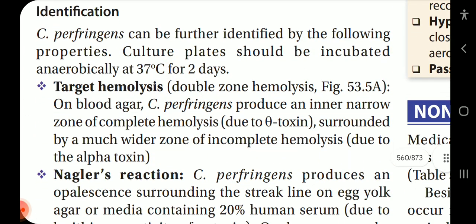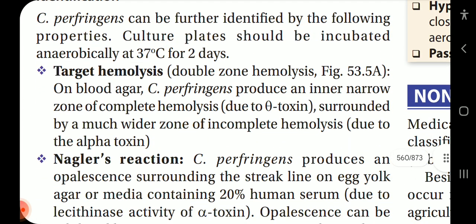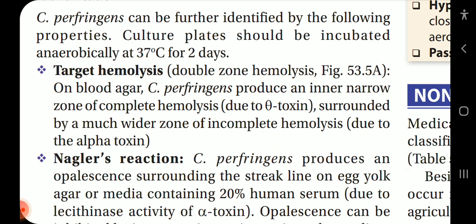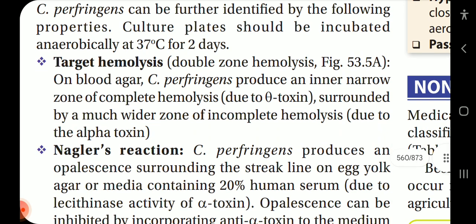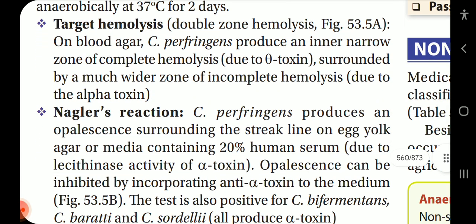Identification: Clostridium perfringens can be further identified by the following properties. Culture plates should be incubated anaerobically at 37 degrees Celsius for 2 days. Target hemolysis, or double zone hemolysis, on blood agar: Clostridium perfringens produces an inner narrow zone of complete hemolysis due to theta toxin, surrounded by a much wider zone of incomplete hemolysis due to the alpha toxin.